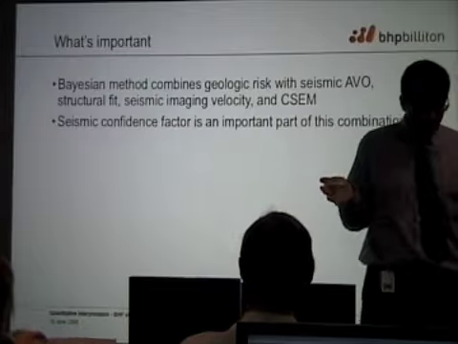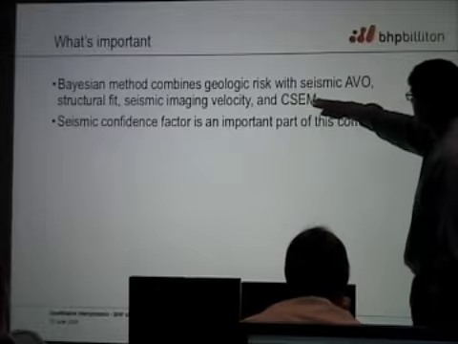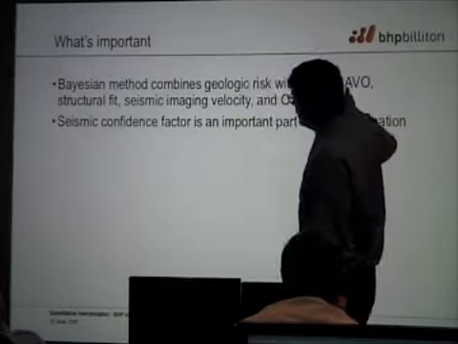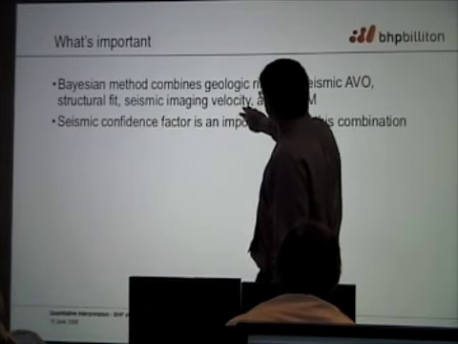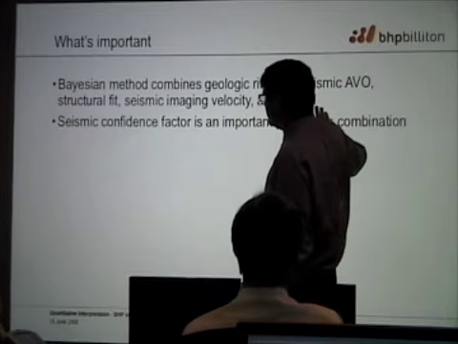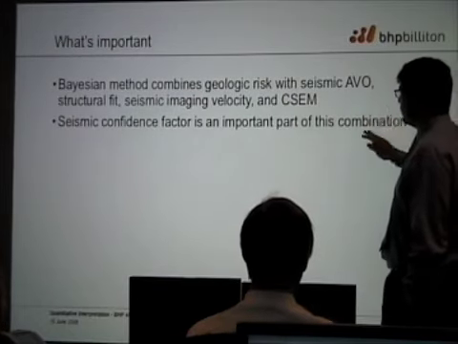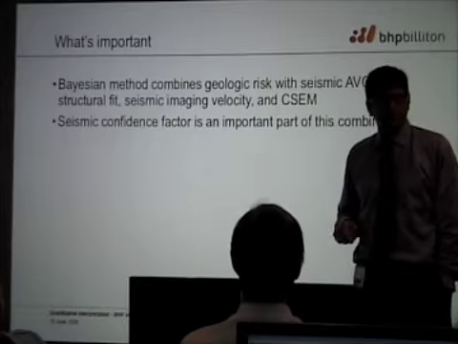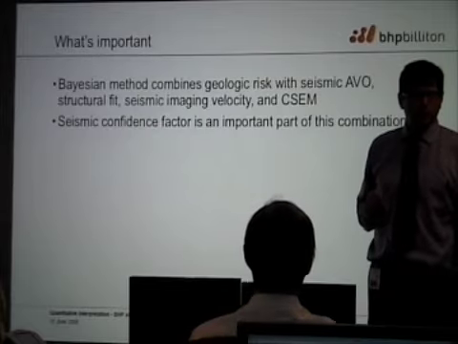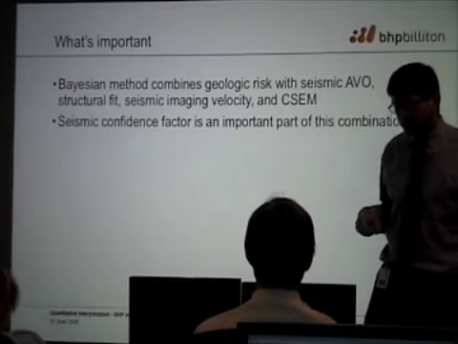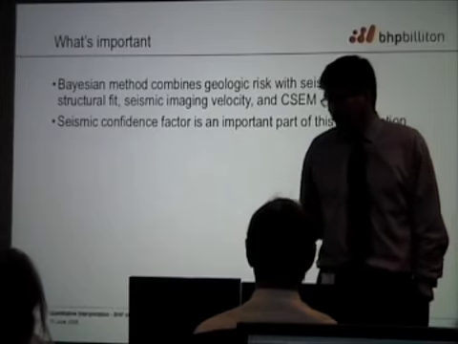Okay, what should you remember out of this? That this Bayesian method combines geologic risk with seismic AVO, structural fit, seismic imaging velocity information, and potentially CSEM information. And that the seismic confidence factor is an important part of this combination. And really, the methodology of using Bayes would not work if you did not recognize that you were wrong some of the time.